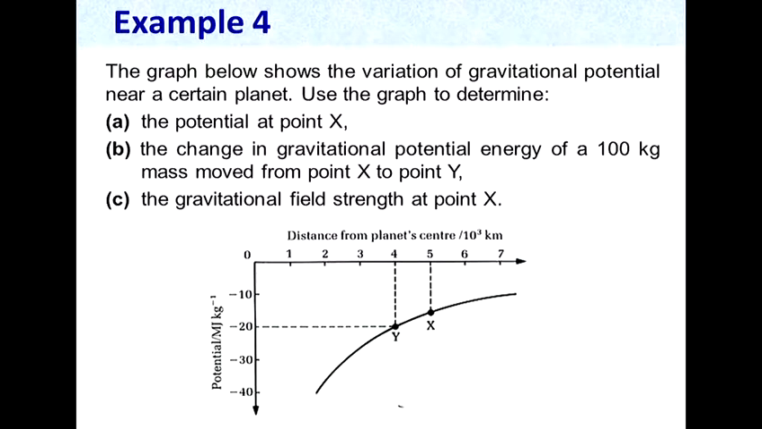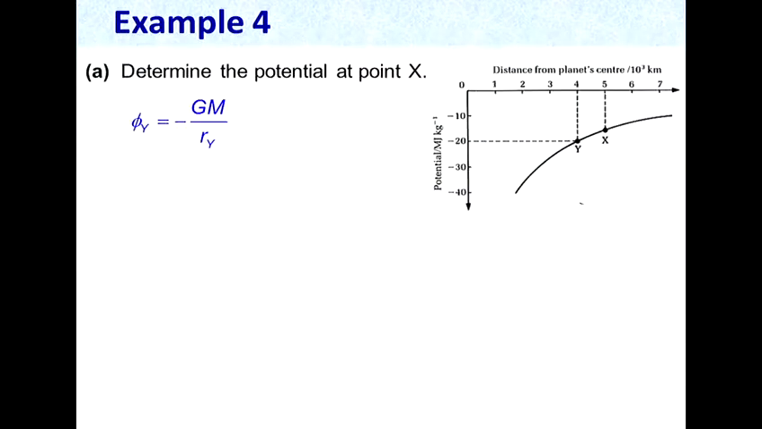But we do not know the mass of the planet. It's not given. So how do we determine the mass of the planet? That's why they've given you the potential at point y. The potential at point y we can determine using this formula, minus GM over Ry. Big M is the mass of the planet. Ry is the distance of point y from the center of the planet, which is 4,000 kilometers. And the potential at this particular point is minus 20 times 10 to the power of 6.